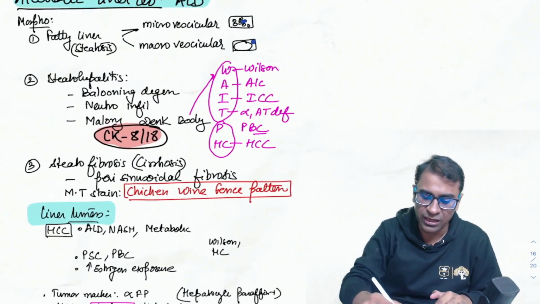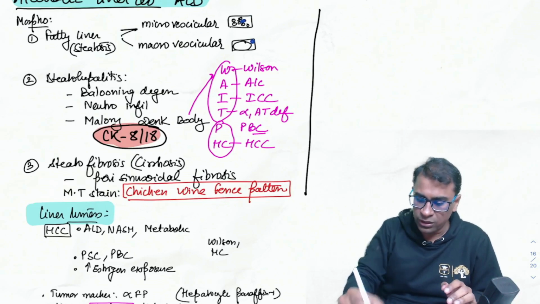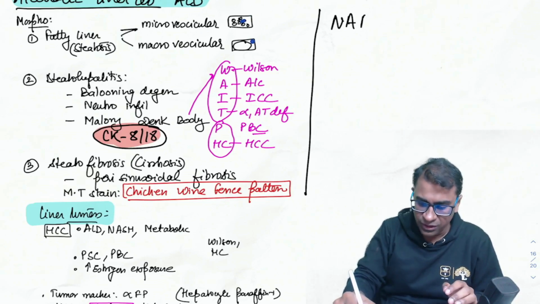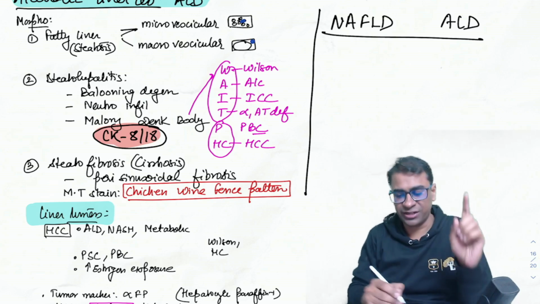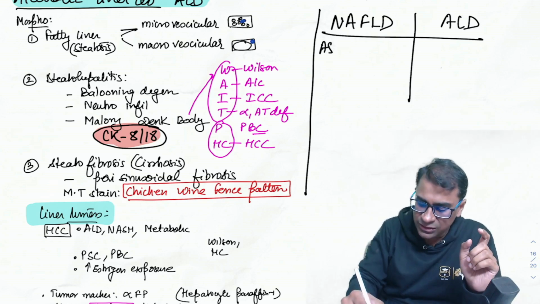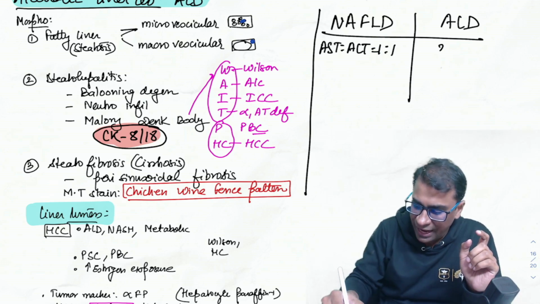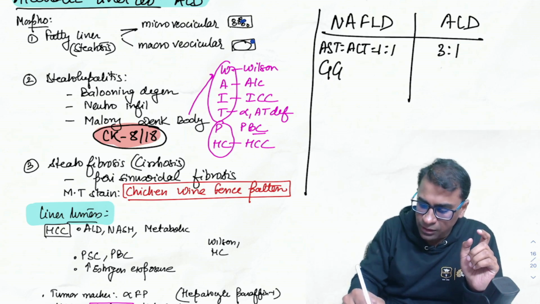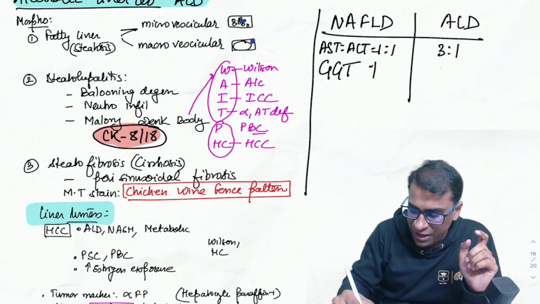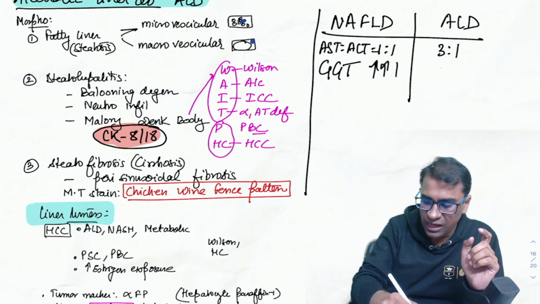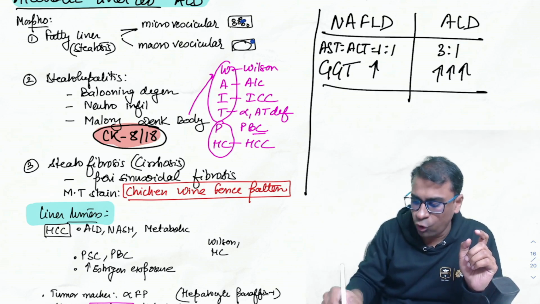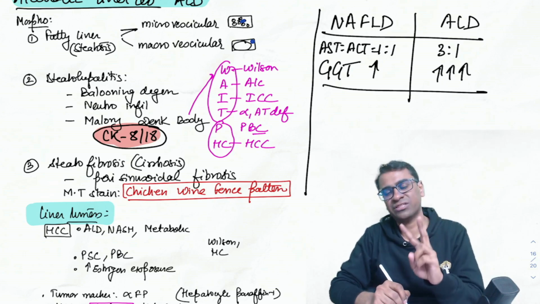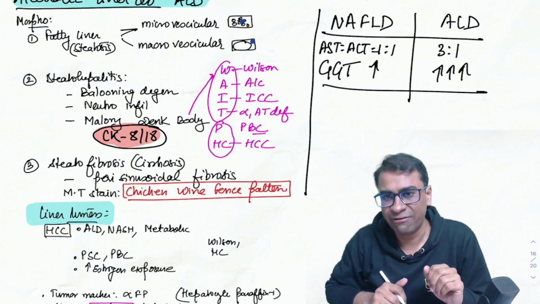Just remember one more thing: this can be compared to non-alcoholic fatty liver disease. So ALD versus NAFLD. This can be differentiated by, number 1, the AST to ALT ratio: 1:1 in NAFLD and 3:1 in ALD. And gamma-glutamyl transferase is high in NAFLD, but very high in alcoholic liver disease. These are the two main differences in the liver function tests of NAFLD and ALD.